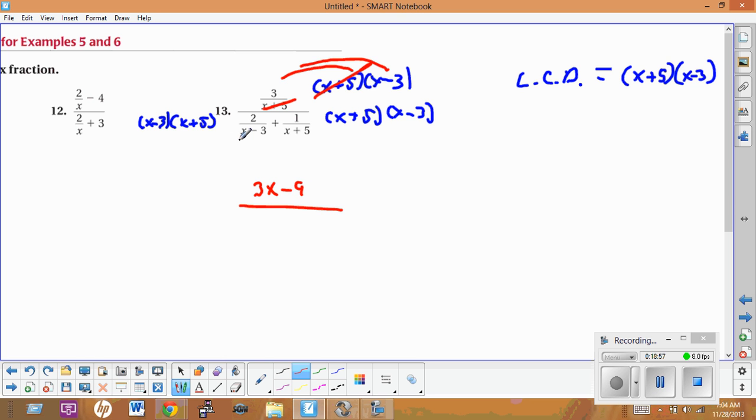Same thing for the denominator. This x minus 3 with this x minus 3. And distribute. That would be 2x plus 10 plus sign. And the x plus 5 and 1 times x minus 3 is x minus 3. Again, LCD takes out the fractions. I'm left with nothing but fractions after I multiply, so while the numerator stays the same, I'm noticing that I can factor out a 3 if needed.